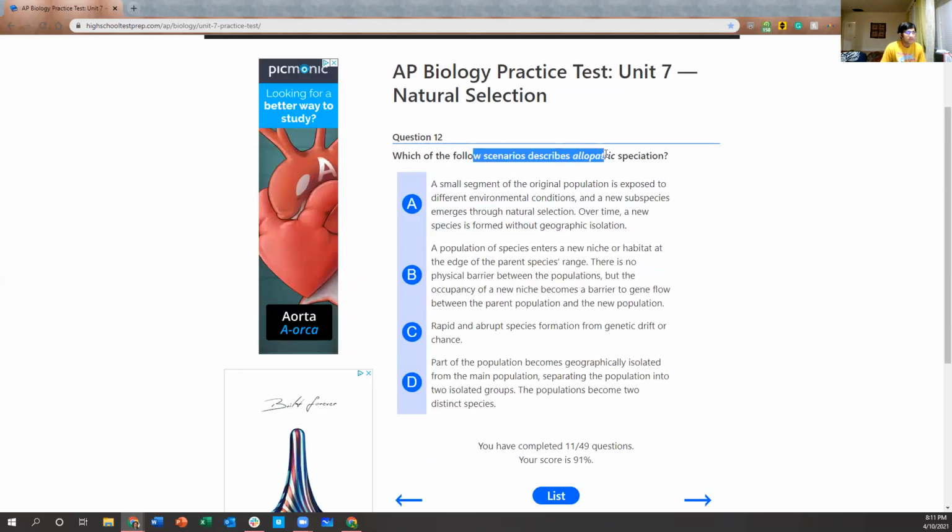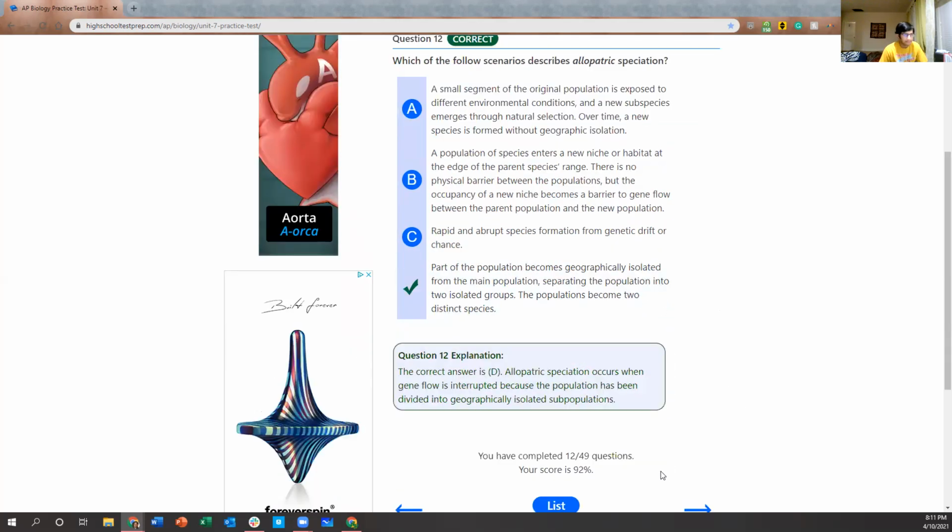Which of the following describes allopatric? So we want to see an example where there's a physical geographical isolation. I think it would be this one, but let me just read through the other ones. 2 different environmental conditions. Small segment of the original population. No. This would be sympatric. No physical barrier means sympatric. Okay, I'll go with this.